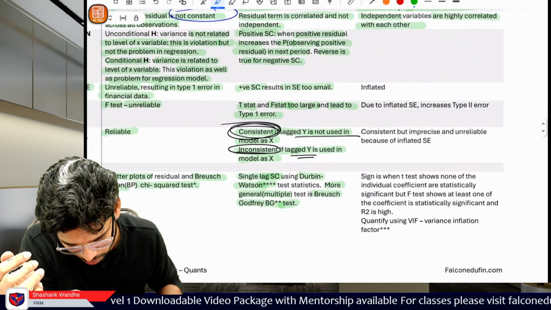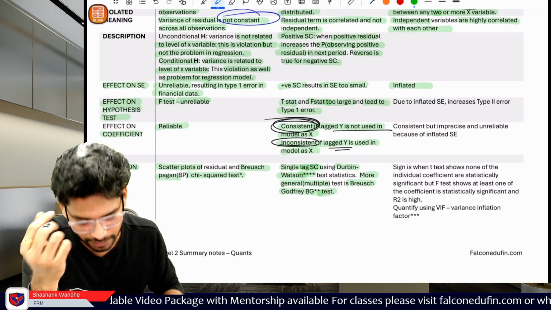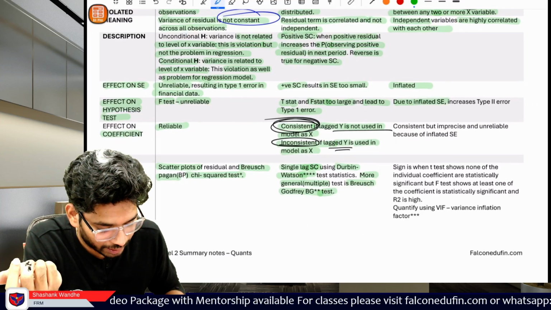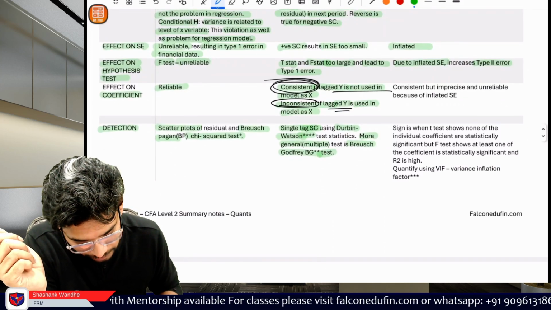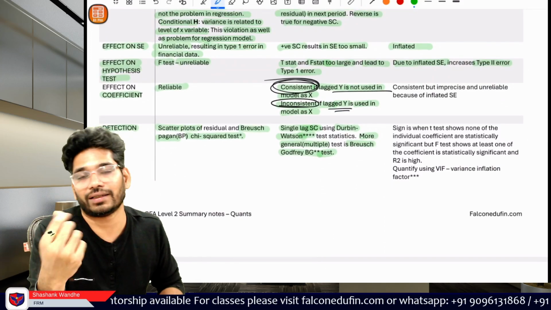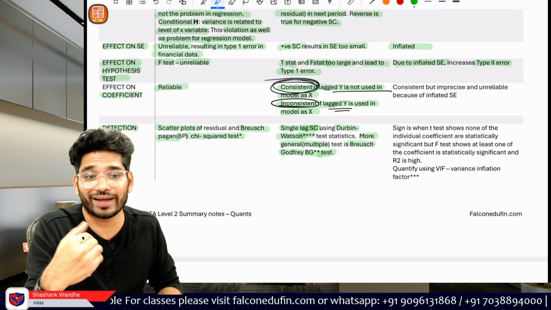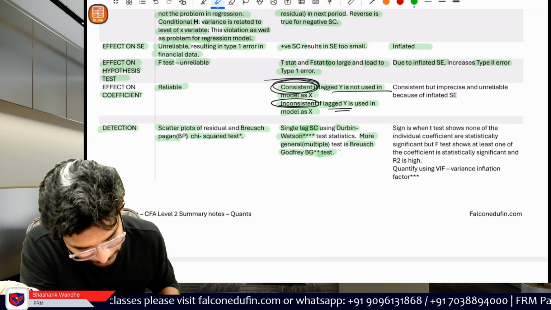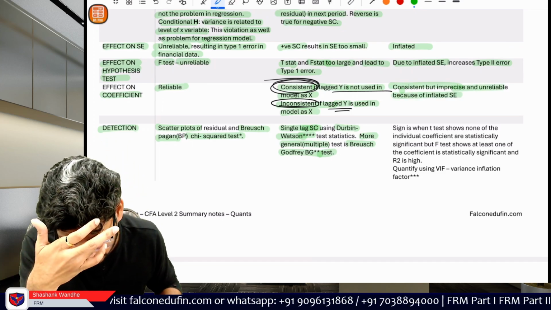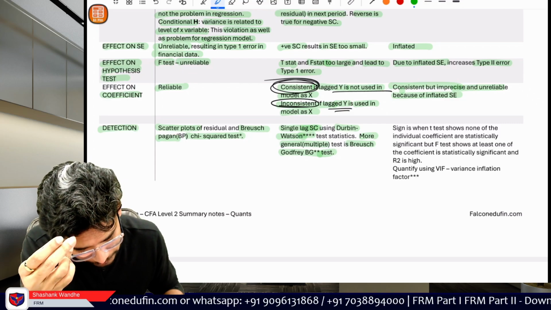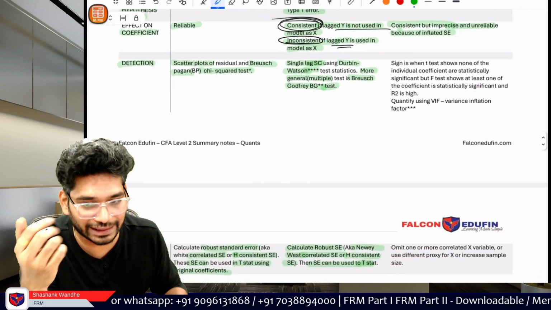What will happen to the standard error? Your standard errors will be inflated. It will be increased. Due to the inflated standard error, it will increase the probability of the type 2 error. Earlier, your standard error was too small, so the type 1 error increased. Here, the standard error is inflated, so lower t-stat, more type 2 error. Consistent but imprecise and unreliable coefficients because of inflated standard error.